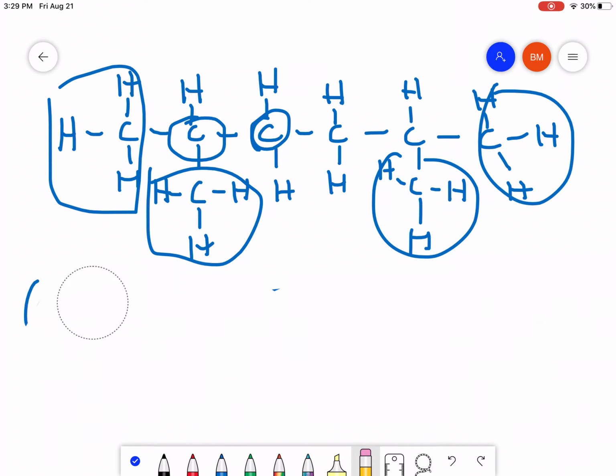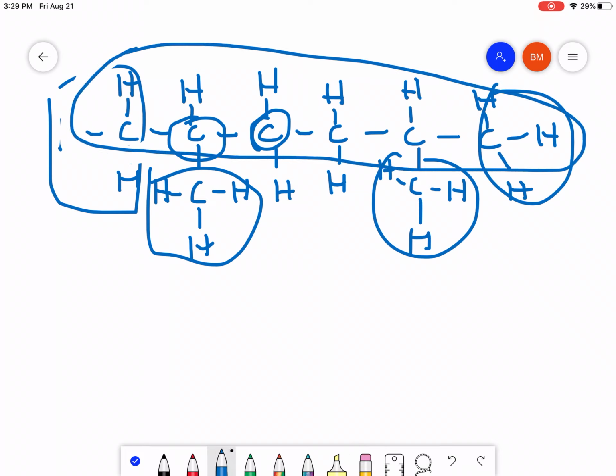All right. Now let's do a skeletal structure. Well, I think the easiest thing to do is, first of all, just try to identify a continuous chain, right? If I look here, I can identify a continuous chain of 6 carbons, so I'm going to start there.